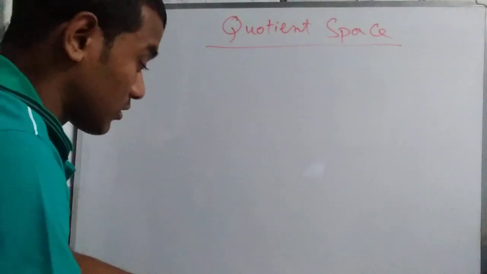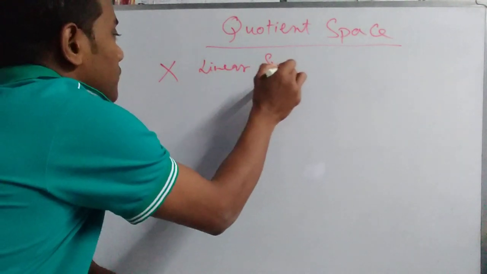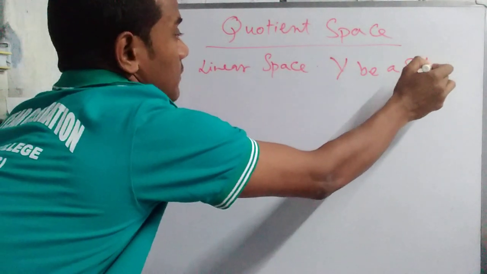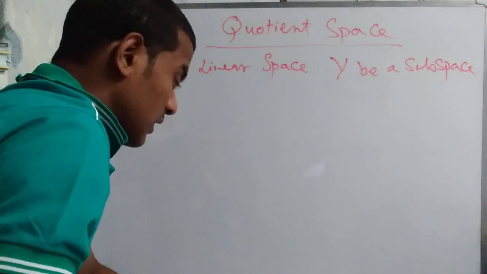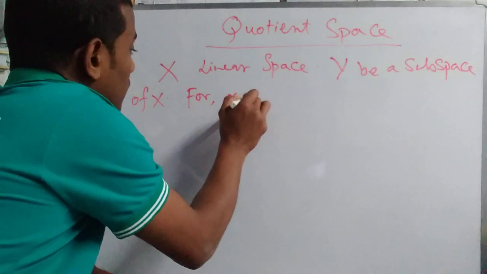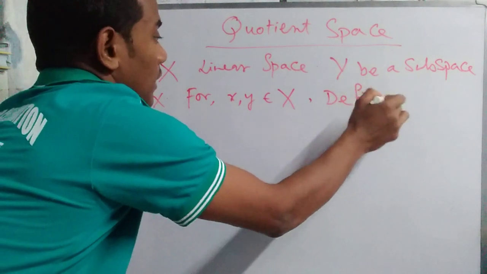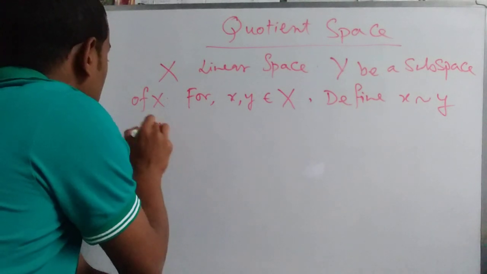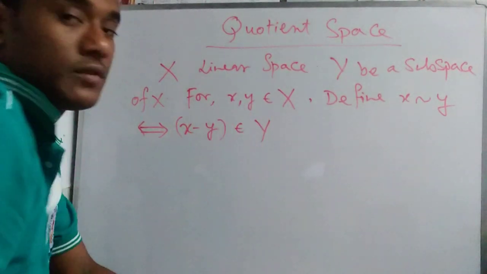So now let X be a linear space, and then let Y be a subspace of X. Then for x, y belonging to X, define x related to y by: x is related to y implies that x minus y belongs to this capital Y.